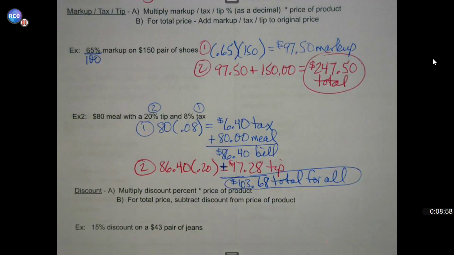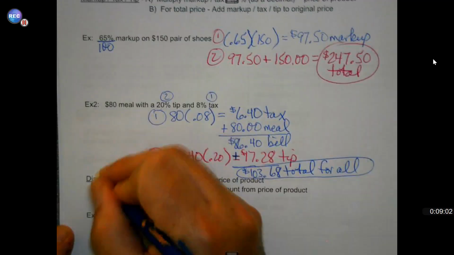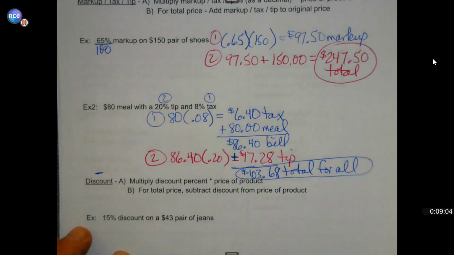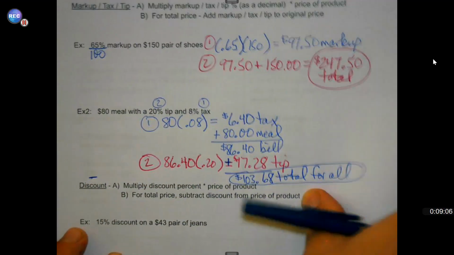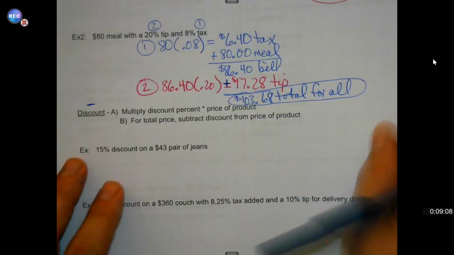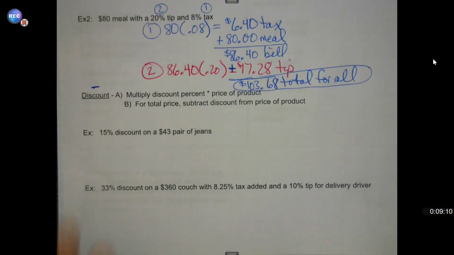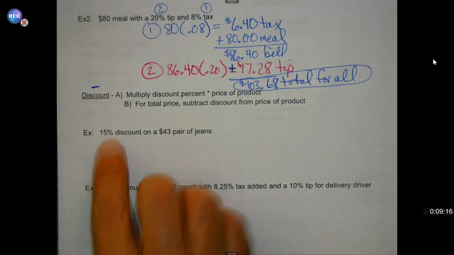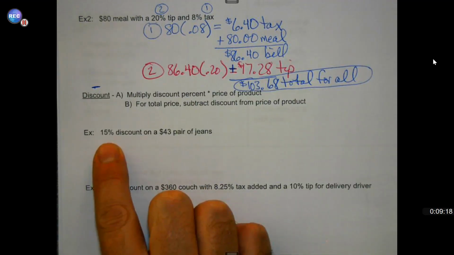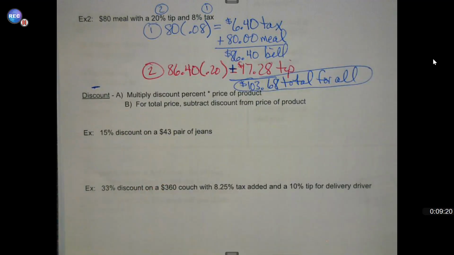The last 2, again, is where we finally get to save some. We get to do some minus on the money instead of adding it all the time. So discounts are just done like markups, tax, and tips. You multiply the percent as a decimal times the price of the product, you get the discount.